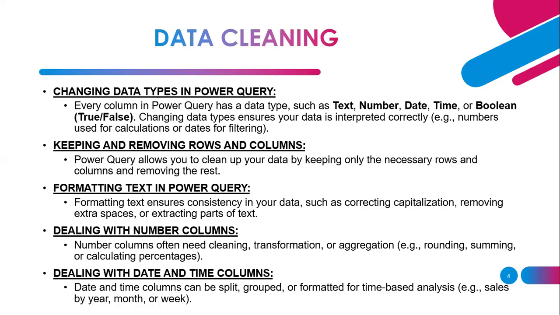Then we now have dealing with number columns. Yes, we said number columns often need cleaning, transformation, or aggregation, e.g., rounding, summing, or calculating percentages. We all know what these are. What are the things we need to do inside a column containing numeric values? Either values are missing, and we need to fill down, fill up, or replace those missing numbers with the average or the mean, right? Dealing with number columns, we also have different things.